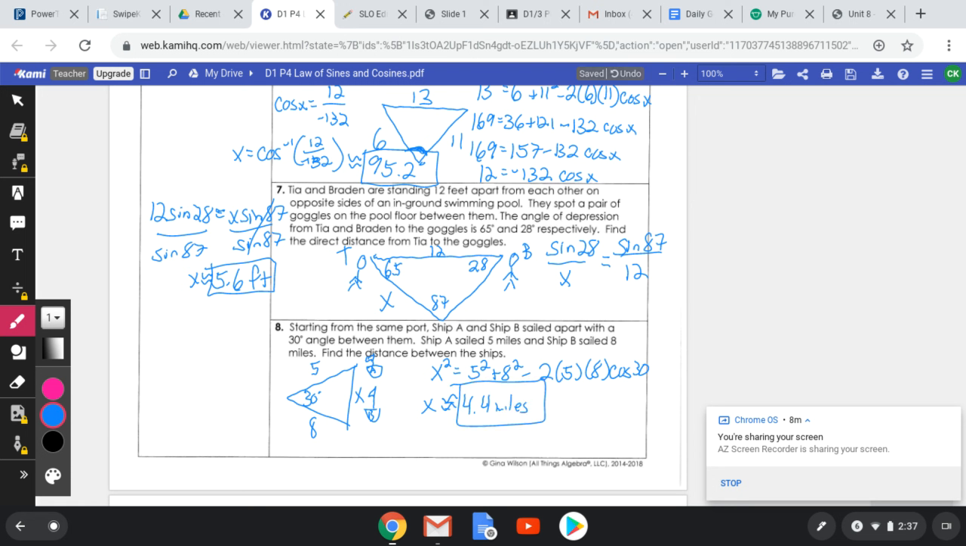All right. So that, ladies and gentlemen, is how you would apply these problems to the law of sines and law of cosines. Hardest thing basically is to draw it out and figure out where everything is.